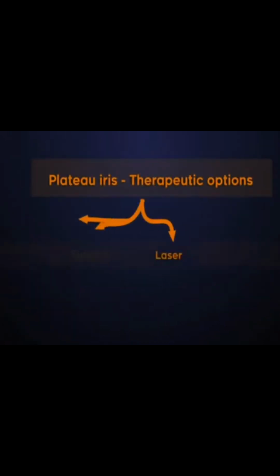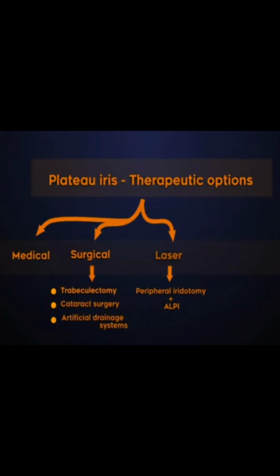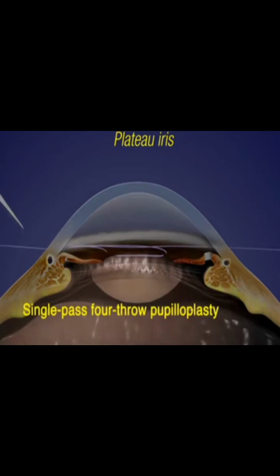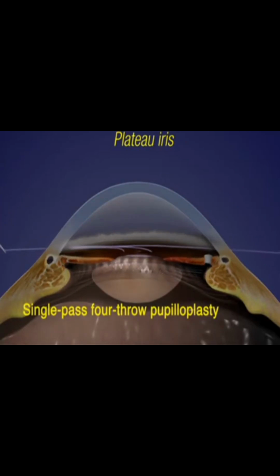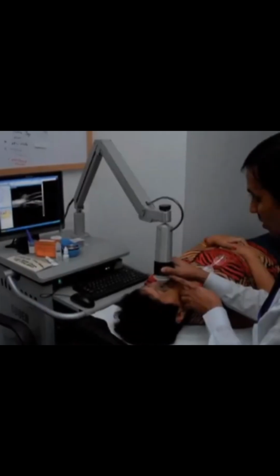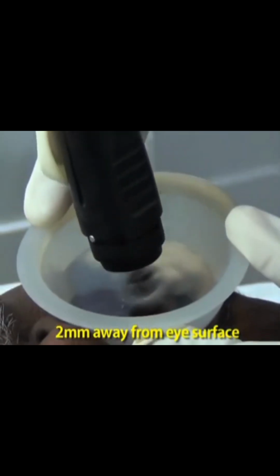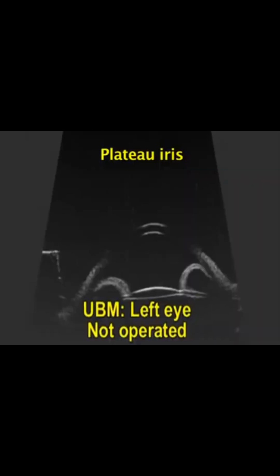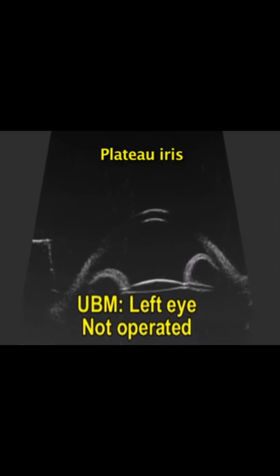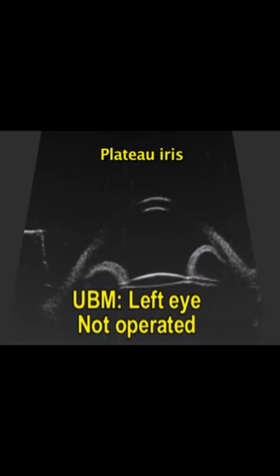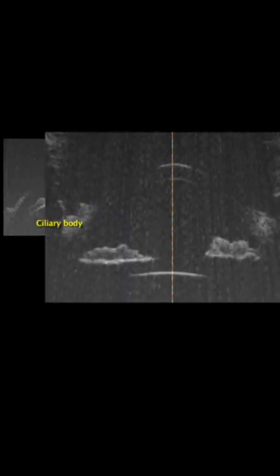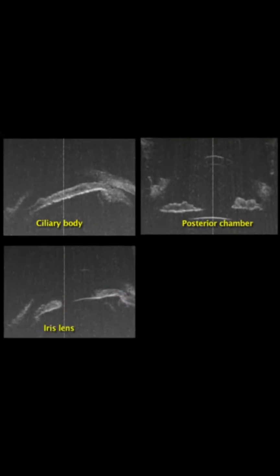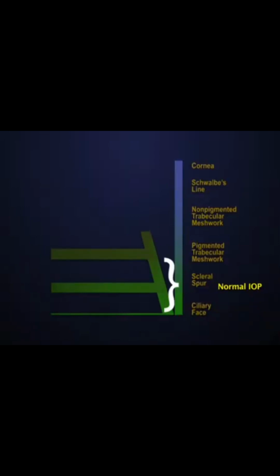Though there are laser treatments for plateau iris, we present a novel method of single-pass four-throw pupilloplasty for treatment of plateau iris. Ultrasound biomicroscopy and gonioscopy are the first-line tests for early assessment of plateau iris. With high-frequency, high-resolution ultrasound biomicroscopy, we can image the structures surrounding the ciliary body, posterior chamber, iris-lens relationship, and angle structures. The extent or the height to which the plateau rises determines whether or not the angle will close completely or only partially.